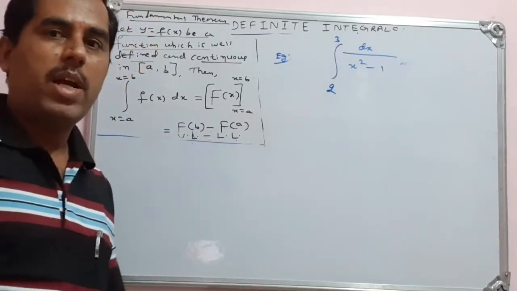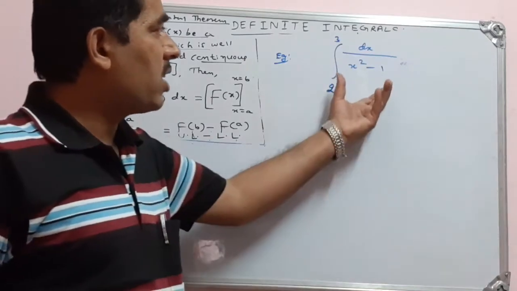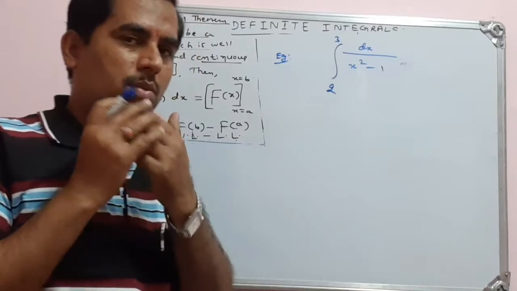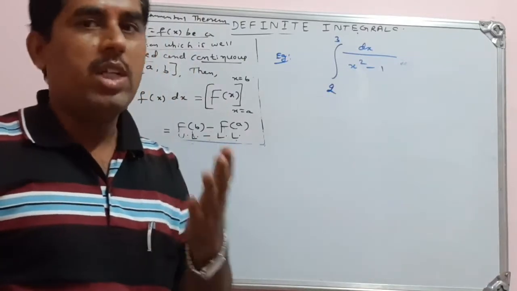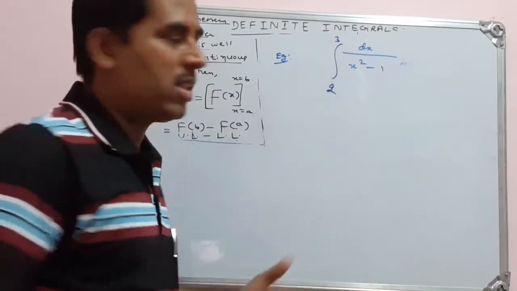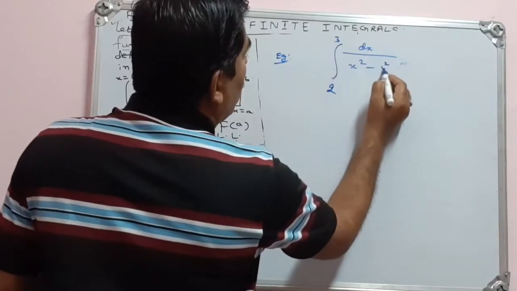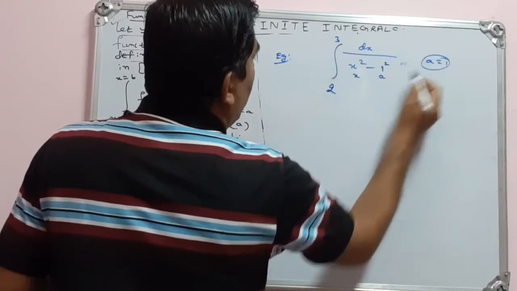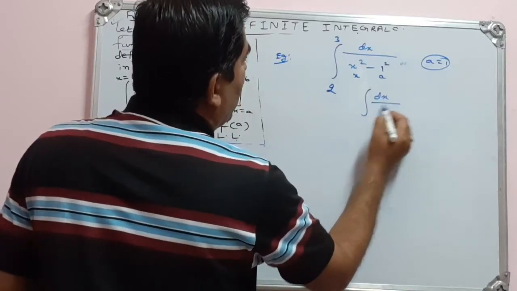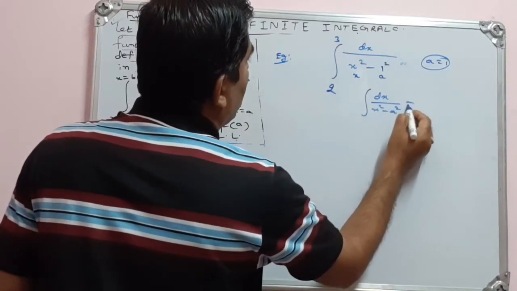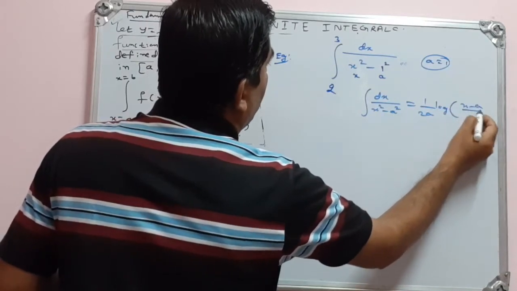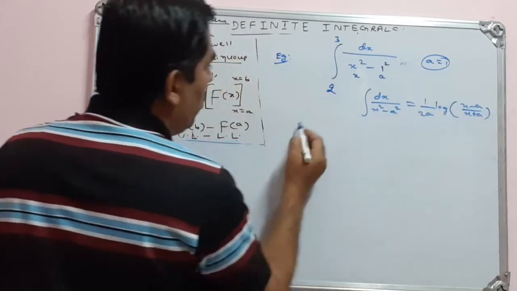Integration of dx divided by x square minus 1. See this example, for this we need not do the substitution method. If we use the substitution method, we change the limits. Otherwise, use one of the standard results. See this denominator is x square minus 1, think of this as x and this as a. Here a is 1. Then I can use the formula for dx divided by x square minus a square, which is 1 by 2a into log of x minus a divided by x plus a. I will use this formula.